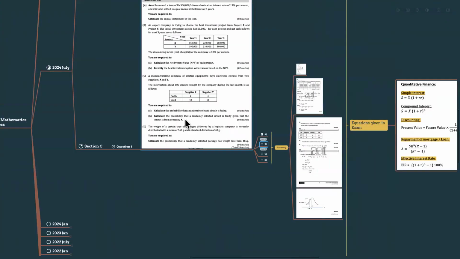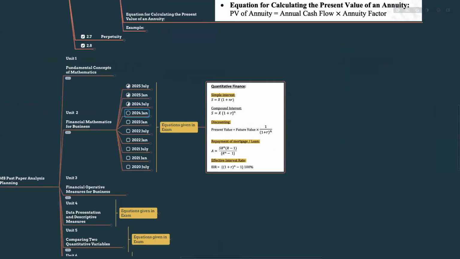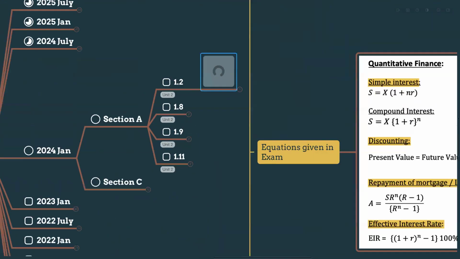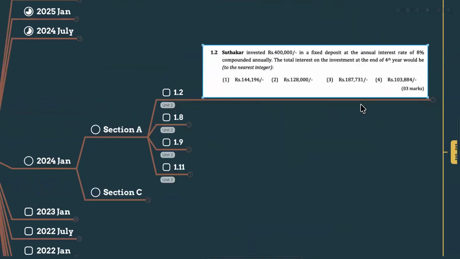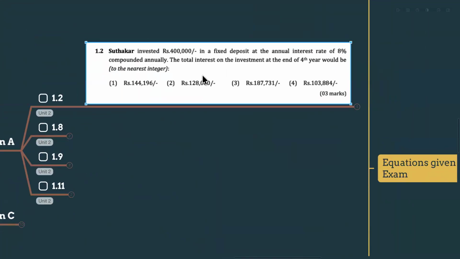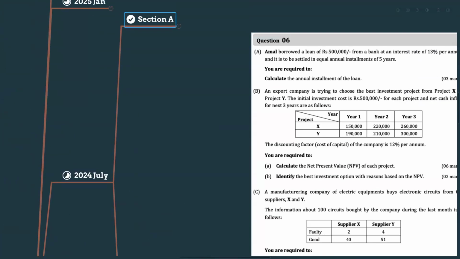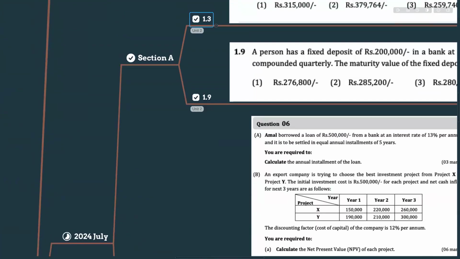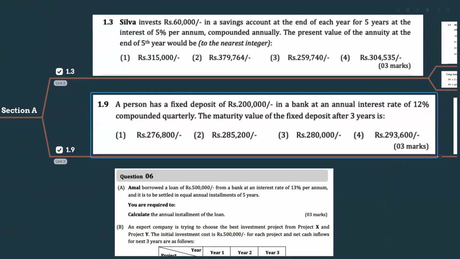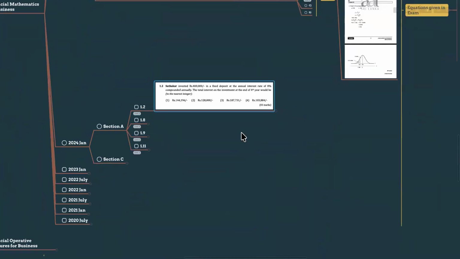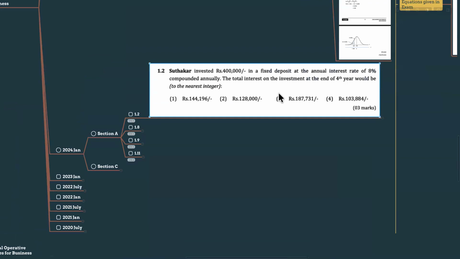How simple the questions are, my dears. You don't need to worry much about this paper. This is a very simple paper. And let's do the 2024 January paper also. 1.9 we have done, right? Okay, 2024 January paper here.